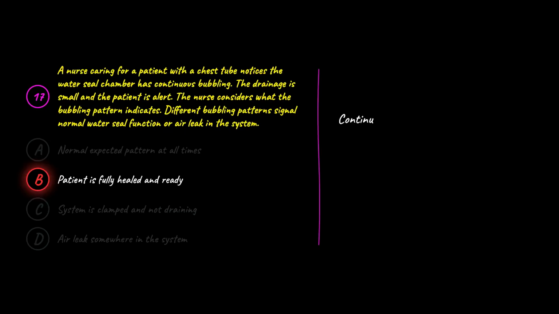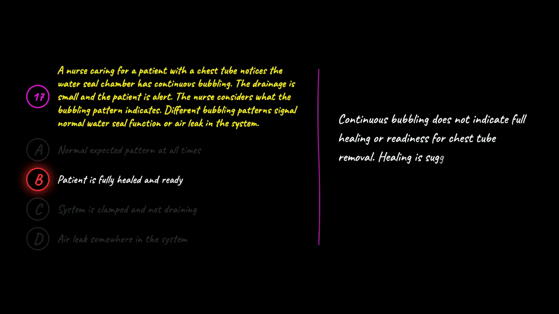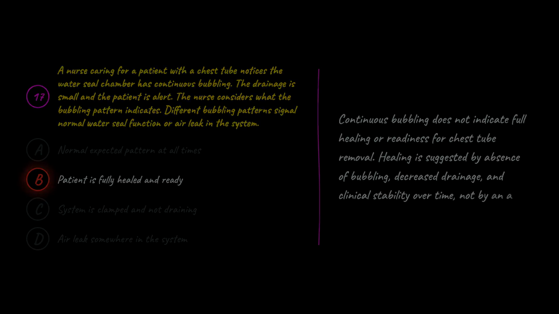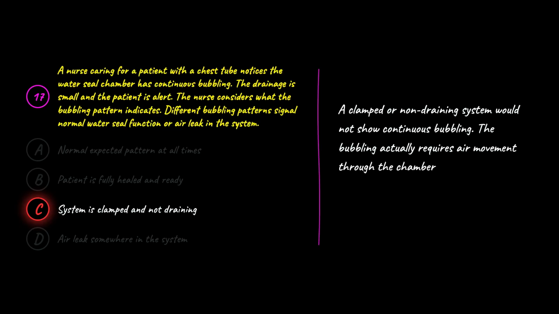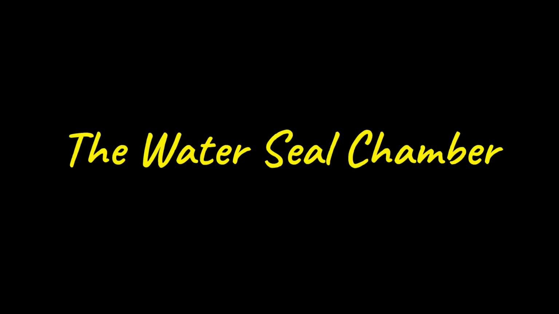B is wrong because continuous bubbling does not indicate full healing or readiness for chest tube removal. Healing is suggested by absence of bubbling, decreased drainage, and clinical stability over time, not by an active leak in the system. C is wrong because a clamped or non-draining system would not show continuous bubbling. The bubbling actually requires air movement through the chamber, which means the system is functioning rather than being completely blocked off. Let's look at why the water-sealed chamber is the key to understanding a chest tube drainage system.